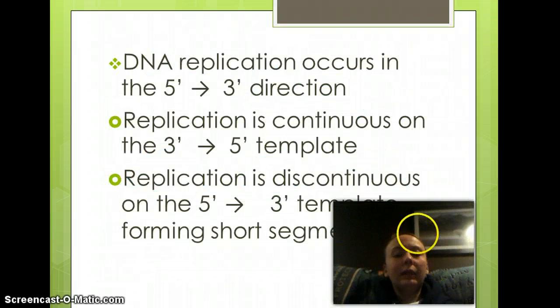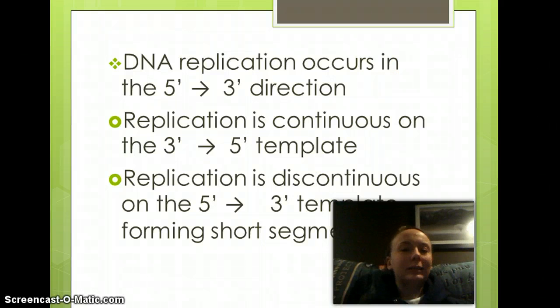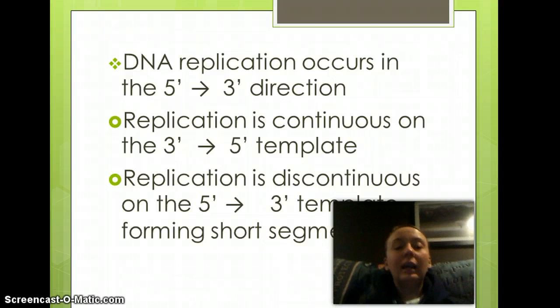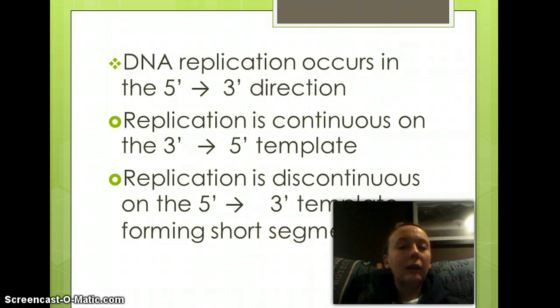So DNA replication occurs in the 5' to 3' direction. We're not going to get into the nitty-gritty details because that's no fun for this chapter. We need to take it step by step so we can understand it, and too much at once will just be confusing. So DNA replication occurs in that 5' to 3' direction. Replication is continuous in the 3' to 5', but discontinuous, meaning start, stop, in the 5' to 3'. And it's going to form short segments.